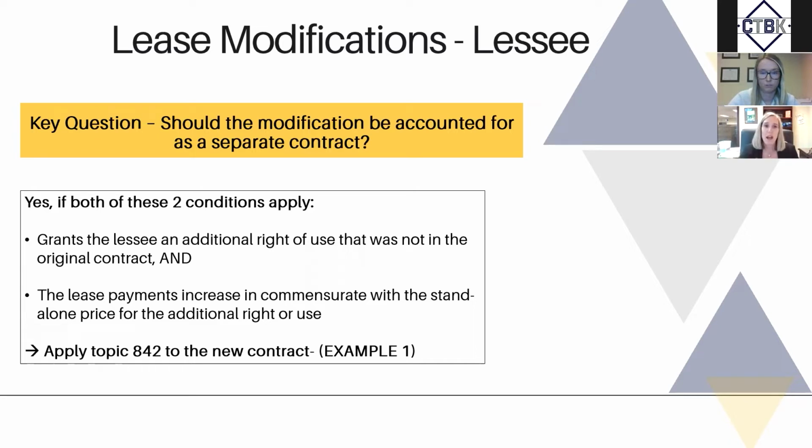But the first question you should ask yourself when you have a modification is, do both of these two conditions apply? The first being, is there an additional right of use? Is there an additional asset, additional property, office space? Does that condition apply? If the answer is yes, then go to the second condition. Are the lease payments increasing? So in addition to that right of use, do you have an increase in the lease payments to reflect the fair value of that additional use?